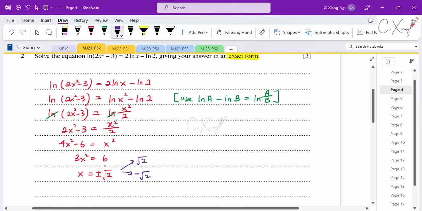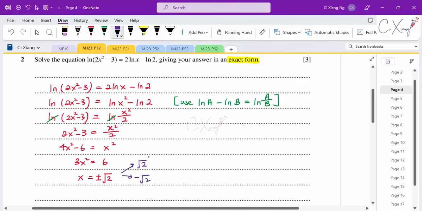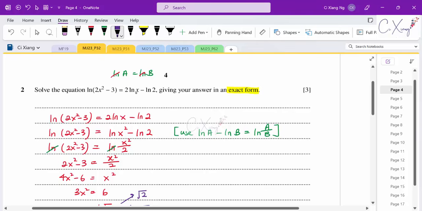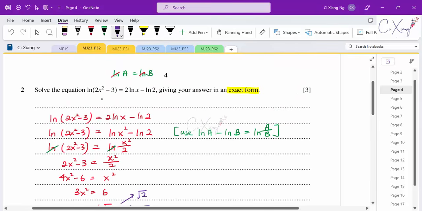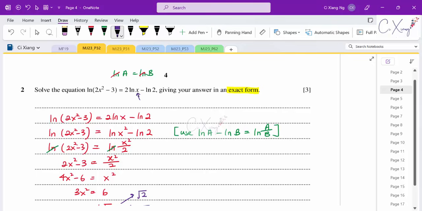If let's say I'm taking x equals to square root 2, substitute back into the original equation, is there any problem or not? There should be no problem. But if I substitute negative square root 2 inside my original equation, there's a problem here where we will get a math error, because when we are having ln of negative square root 2, it will be a math error, because ln x, the x is only defined for positive value, x greater than 0.